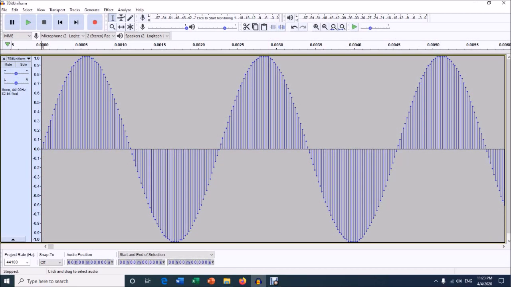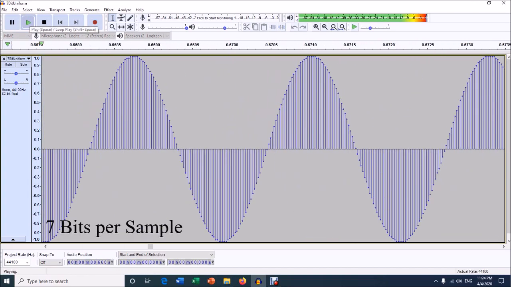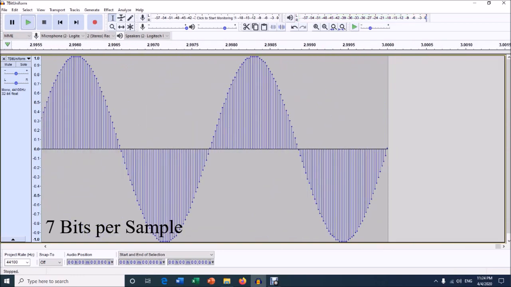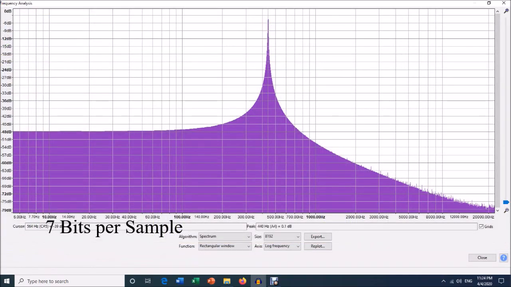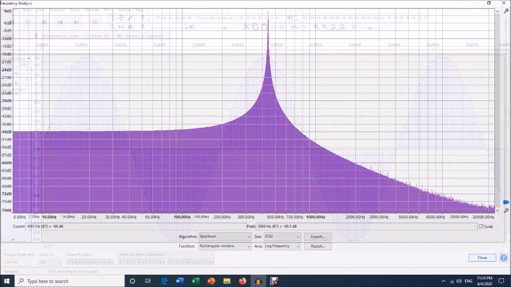This is the 440 hertz sine wave quantized with 7 bits per sample. That's 128 levels, and this is what it sounds like. I could definitely hear clicks in the background of that. The spectrum of the signal is showing additional noise in the frequency analysis. You can see the little lines becoming more and more prominent. Those represent noise in the signal.